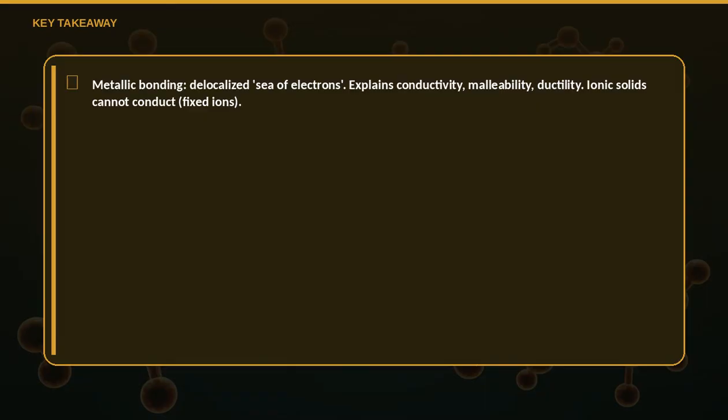Key takeaway: metallic bonding involves delocalized electrons in a sea that flows throughout the metal. This explains conductivity, malleability, and ductility. Ionic solids cannot conduct because their charge carriers are fixed in place.